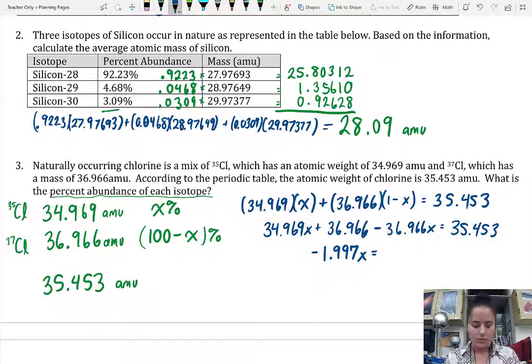1.997x equals 35.453 minus 36.966, which is negative 1.513. So then divide them both off.